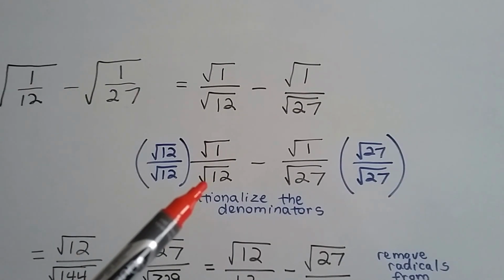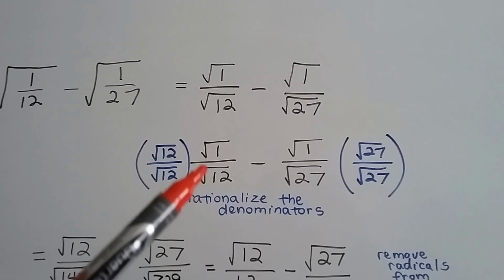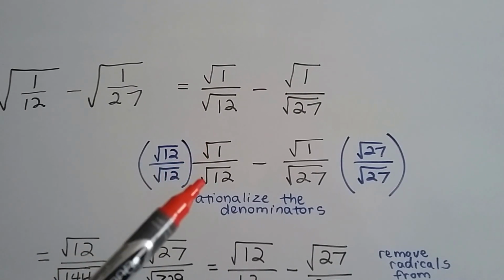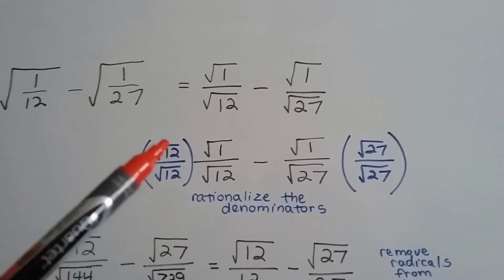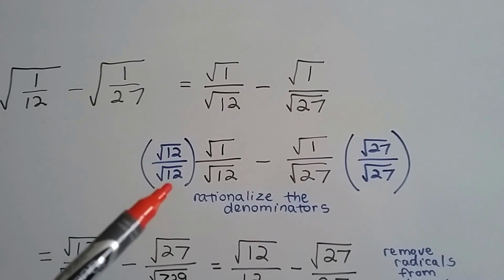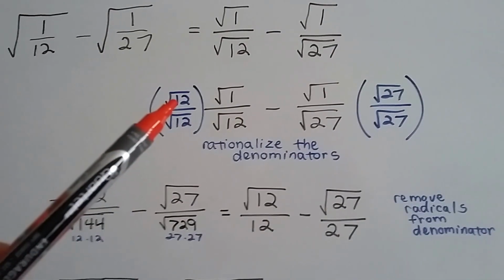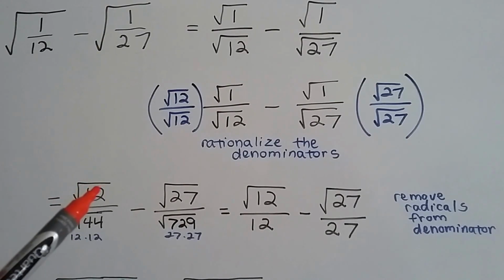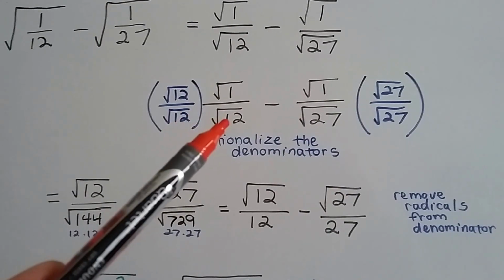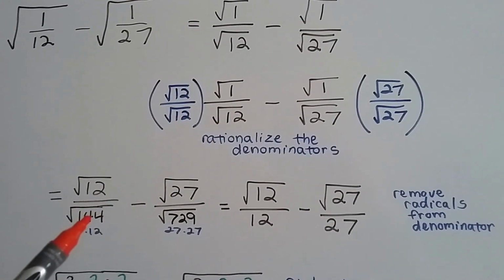So I multiplied this square root of 1 over square root of 12 by a 1 as the square root of 12 over square root of 12, the denominator over the denominator, and that's square root of 12 times square root of 1 is the square root of 12, and the square root of 12 times square root of 12 is the square root of 144, right?